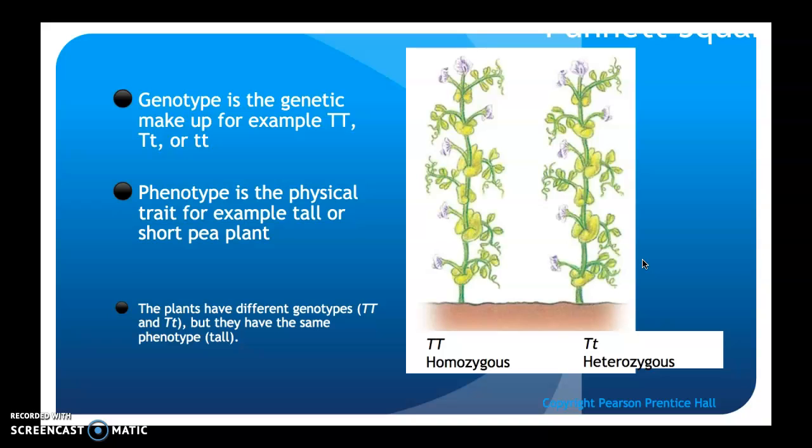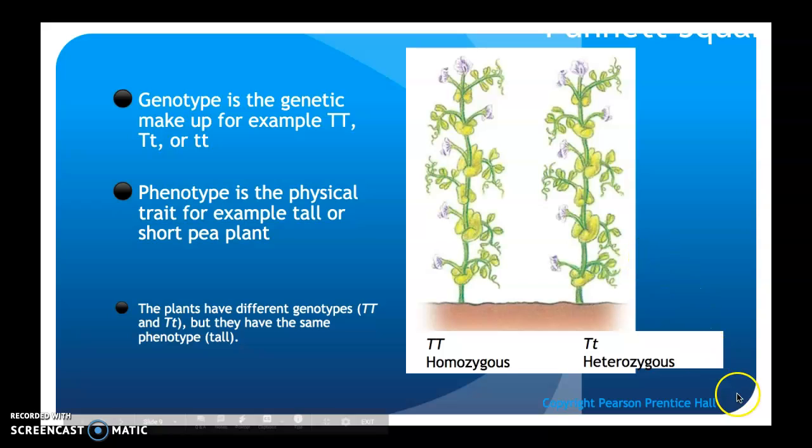The genotype is the genetic makeup, and so we're going to write that as big T, big T, little t, or little t, little t. Now, these letters will be expressed and then show the phenotype. The phenotype is the physical trait, and in this example, either tall or short. In this example, capital T represents a tall pea plant, and lowercase t would represent a short pea plant.